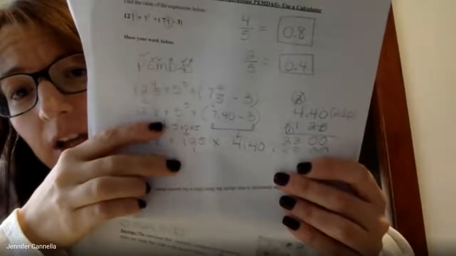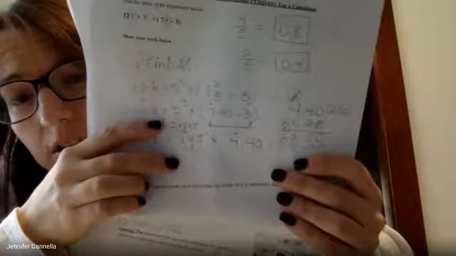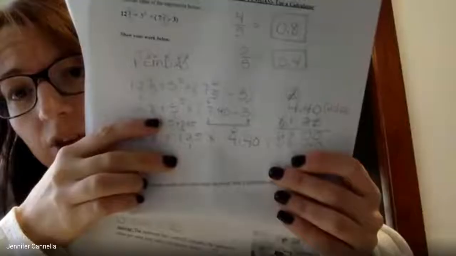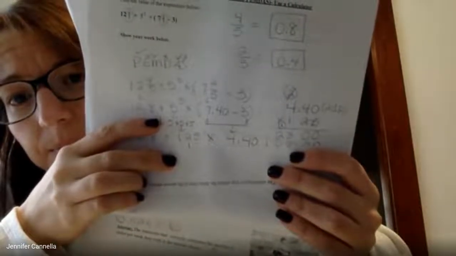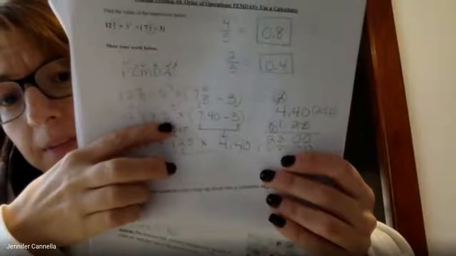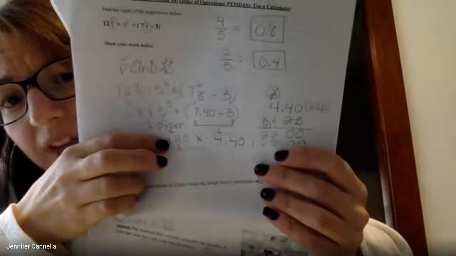Angelina, then? 5 to the third power. What does that mean? What does 5 to the third power mean? 5 times 5 times 5. Good. 5 times 5 is 25. 25 times 5 is 125.